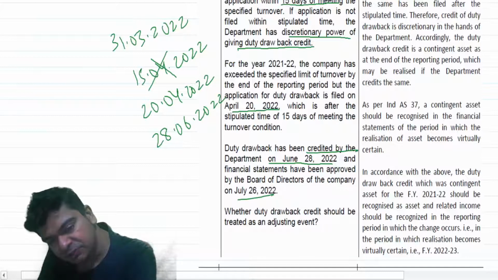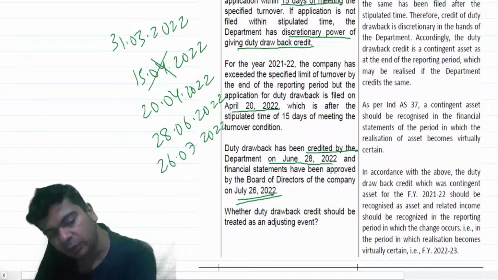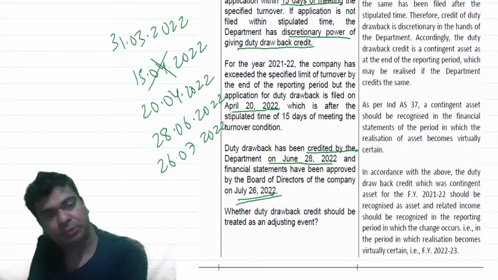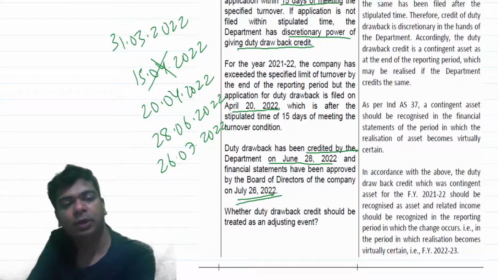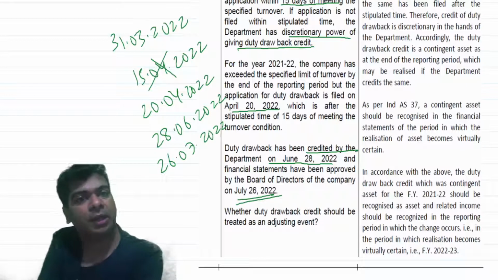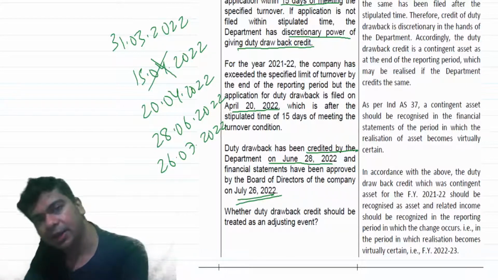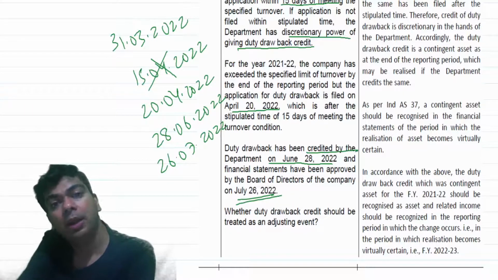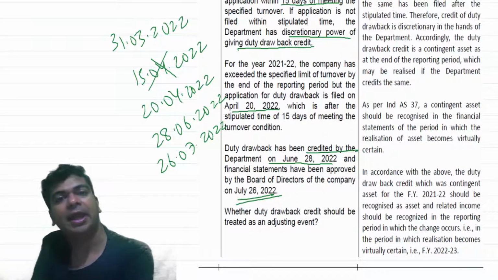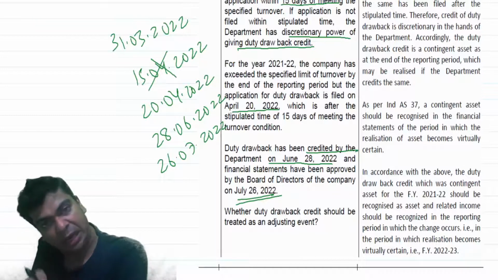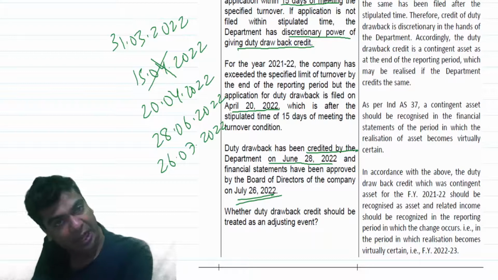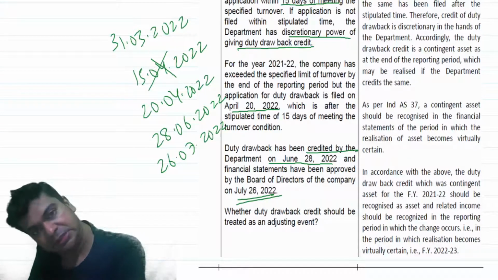And then they say the financial statements were approved on 26 July. Okay, 26 July 2022. These are the different dates that we will have to really consider this time. I am preparing my financial statements on 31st March 2022. I missed the deadline and on 20th April 2022, I am applying for duty drawback. I know very well that duty drawback is now within the discretionary power. In other words, I may get it, I may not get it. It means that there is going to be a probable inflow of resources. A probable inflow of resources as per Ind AS 37 shall become a contingent asset. In other words, on 31st March 2022 balance sheet, the duty drawback, which may or may not be available, right? It is representing a contingent asset and it should be accordingly disclosed in our financial statements.